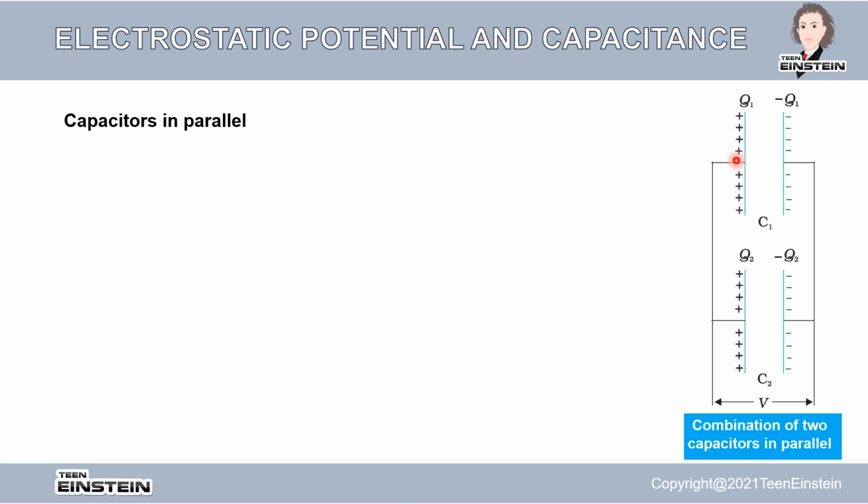Because the ends are connected by a metal, and metal is equipotential, right? So at this particular point, the potential has to be the same everywhere. So this plate and this plate will have the same potential difference, V. The potential difference between the plates is given by V, but the charges can be different in this case.